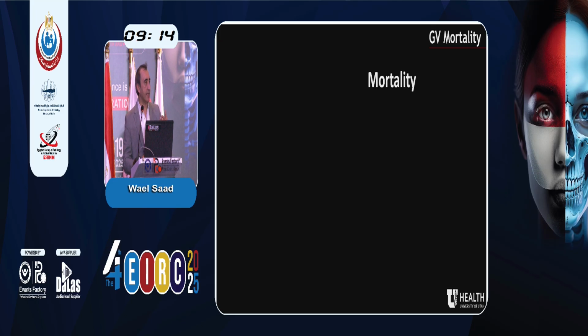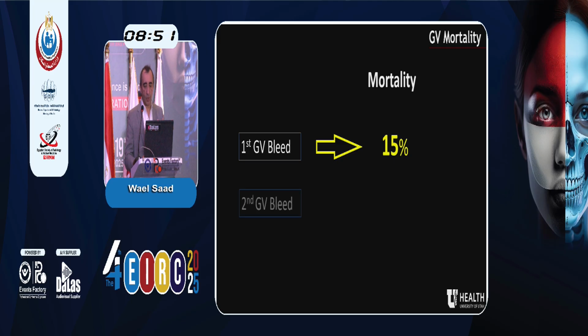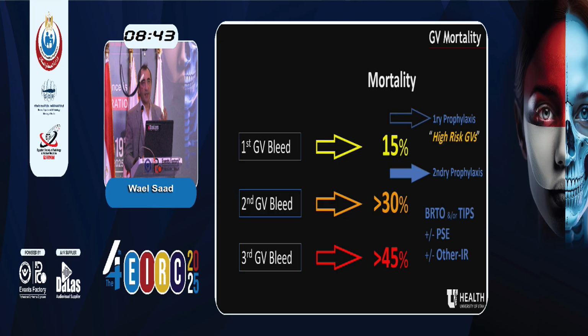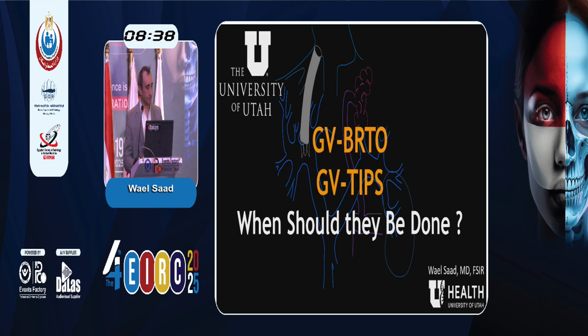Usually, IR kicks in as a secondary prophylaxis, in other words, after a sentinel bleed, whether that IR is a TIPS or BRTO. So you have to be very, very effective in managing gastric varices because your next bleed is usually a one-third mortality kind of bleed. And like I said, it's either TIPS, BRTO, or a combination of those. You just have to do the best you can to reduce the actual bleeding.